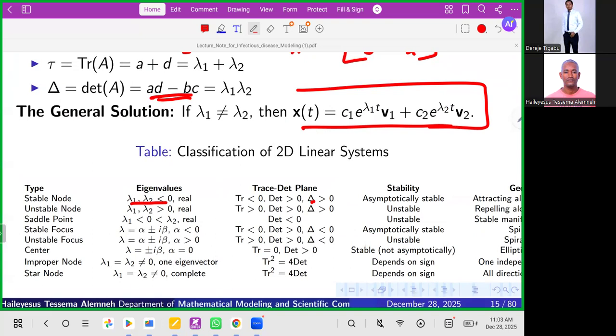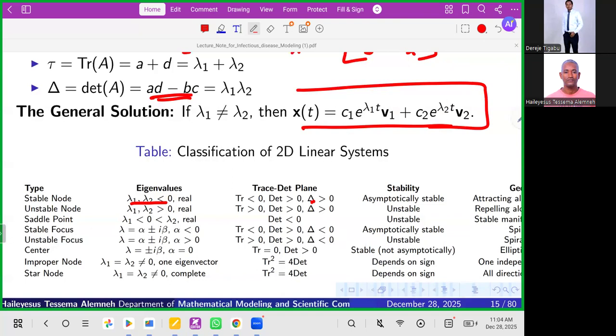And if lambda 1 and lambda 2 are both positive, the sum of these eigenvalues, which is the trace, is greater than 0, the determinant is also greater than 0, and similarly the discriminant is greater than 0, which is an unstable equilibrium point, an unstable node. And if one eigenvalue is negative and the other is positive, we cannot decide from the trace alone; it depends on the larger eigenvalue in magnitude.